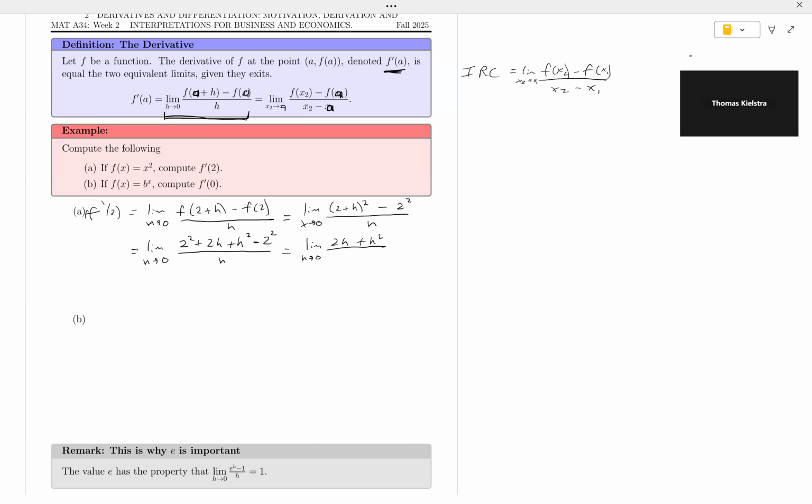Here the 2 squareds cancel, giving me the limit as h approaches 0 of 2h plus h squared over h. I can split this fraction to give me the limit as h approaches 0 of 2h over h plus h squared over h, which simplifies down to the limit as h approaches 0 of 2 plus h, which is 2 plus 0, which equals 2. We have our derivative. Notice that once I get to this point, it is purely a limit question.